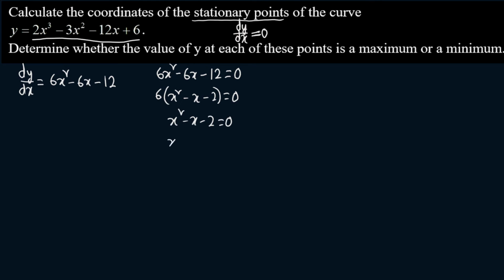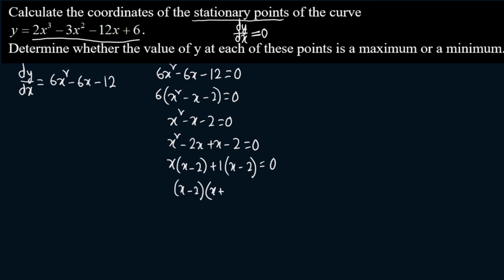It's easy to do the middle term break now: x square minus 2x plus x equals 0. So we can factorize now: x minus 2, and taking plus 1 common, x plus 1 equals 0. So two values of x we are getting from here, x minus 2 equals 0 and x plus 1 equals 0, and x we got 2 and another one minus 1. This is the x value of the stationary point.